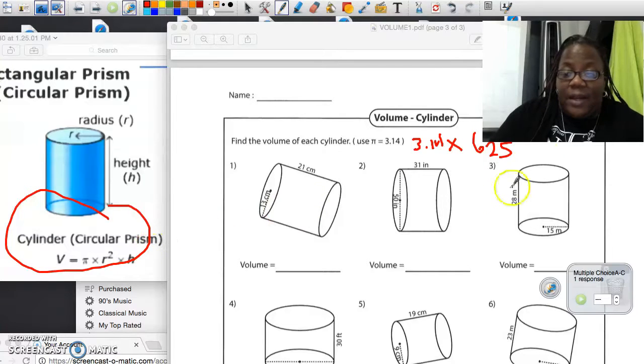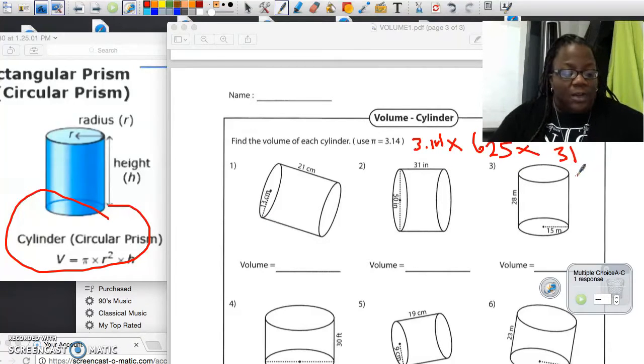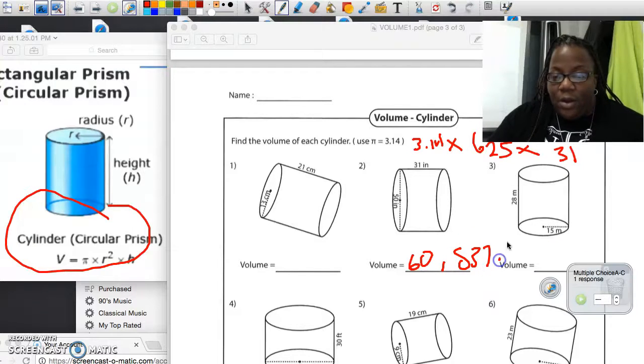And then multiply it with the height. And the height here is 31. Okay? Multiply all of these together. 3.14 times 625 times 31. Okay? Altogether, we have, yay, 60,837.5. Excuse that handwriting. And our unit is inches. And remember, it'll be inches cubed.